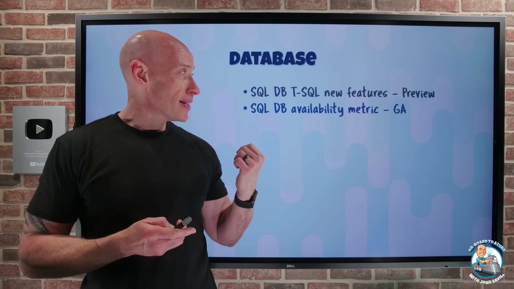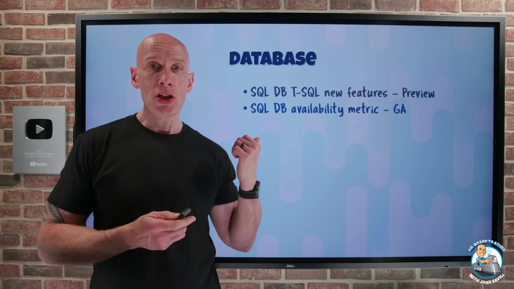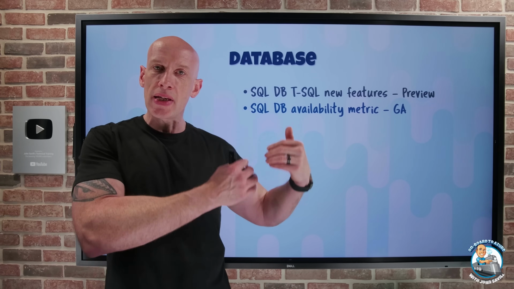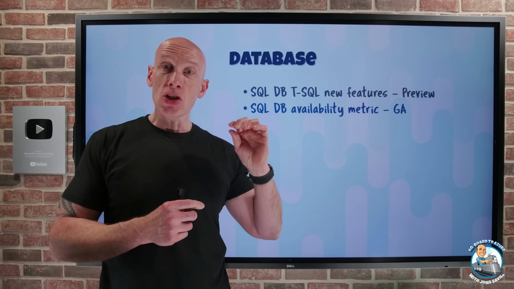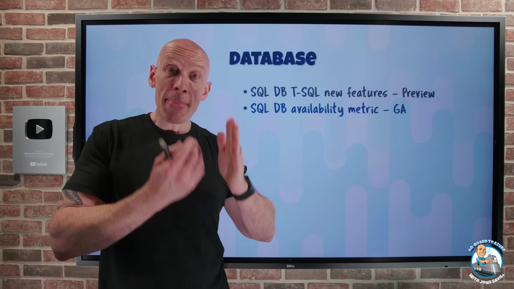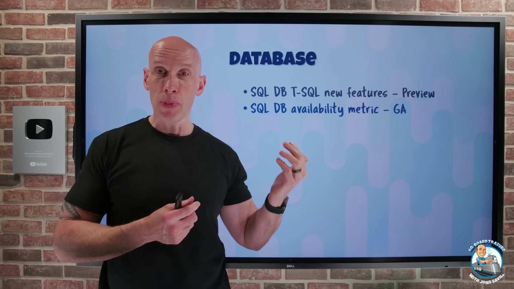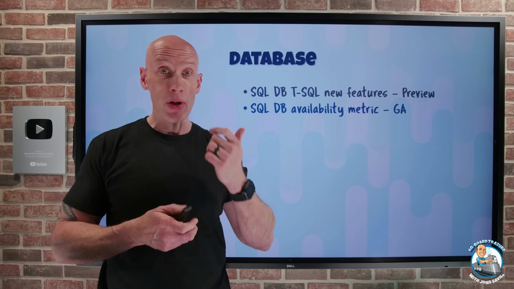SQL Database now has the availability metric in GA. So that's a new metric that tracks the availability down to an individual SQL database level. And it's actually granular down to the minute of any connection outage. So I could use that then for SLA purposes. I can also use it to trigger alerts.